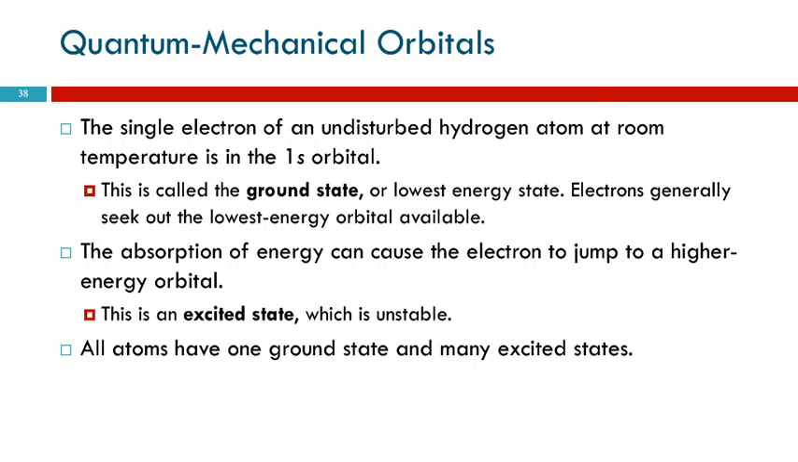Okay, the lowest energy state. The absorption of energy causes the electron to jump to a higher energy orbital. That's the kid gets excited and goes out and does something, right? That's the excited state. The excited state is unstable. It's not sustainable. You can't sustain that activity indefinitely. You have to come back and relax in between.